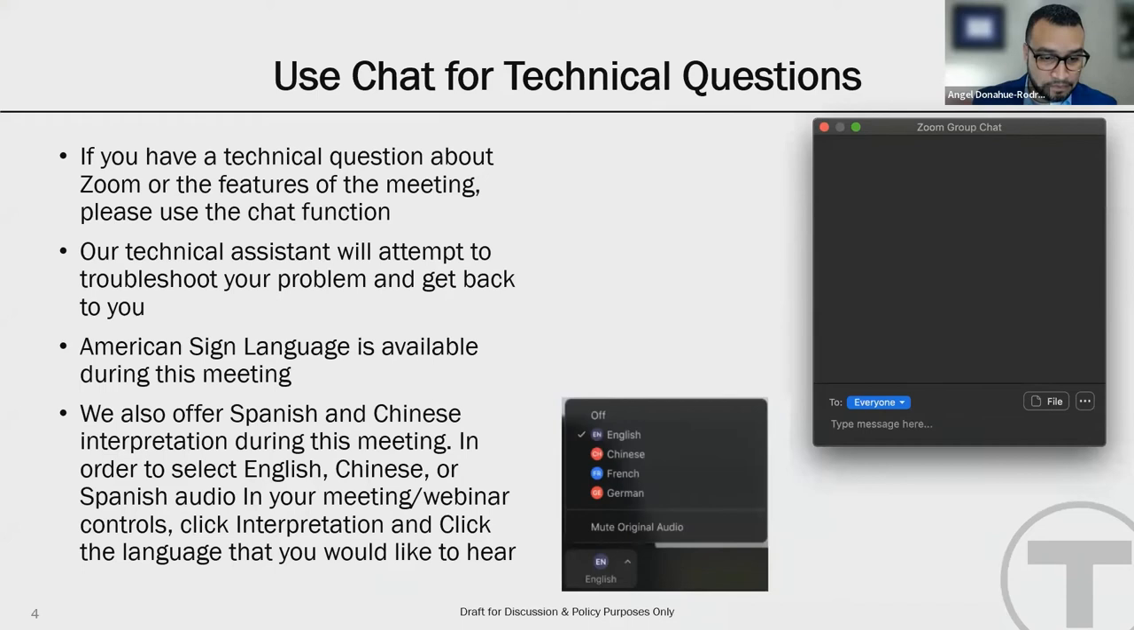We're also offering Spanish and Chinese interpretation this evening. You will notice a globe icon at the bottom of your screen. Please select English in the drop-down menu if you wish to remain in the English room, and the same applies to the other language options. You will be able to see the presentation, but only hear the audio in the language you have selected.